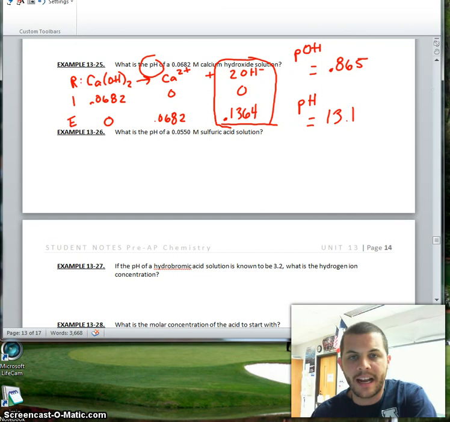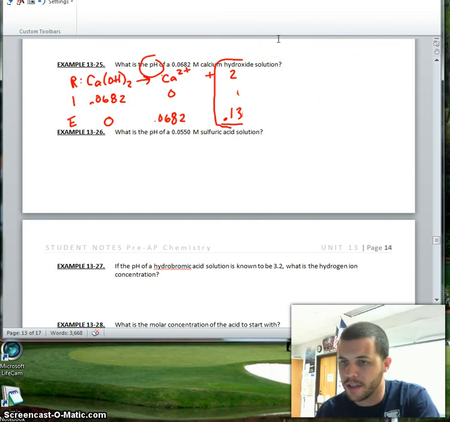Okay, so that is the difference between having a 1 to 1 to 2 ratio or just a 1 to 1 to 1 ratio. That's also the difference of having a base in comparison to having an acid. When you have a base, you're dealing with the hydroxide ion concentration. When you're dealing with an acid, you are using the hydrogen ion concentration. So let me get rid of some of this real quick, and then we will take a look at one more problem.